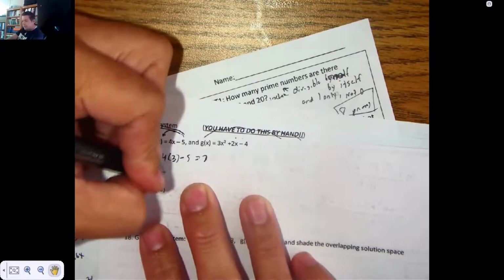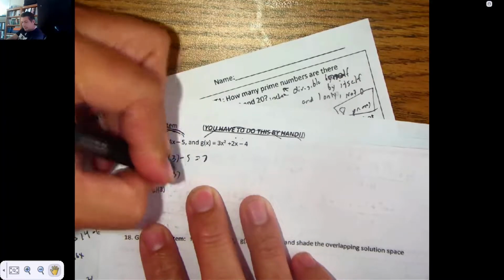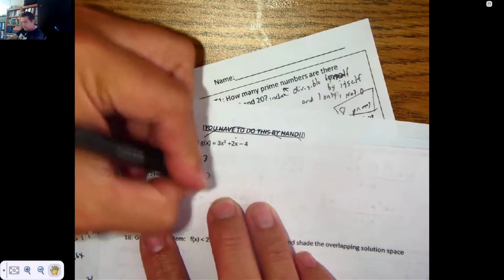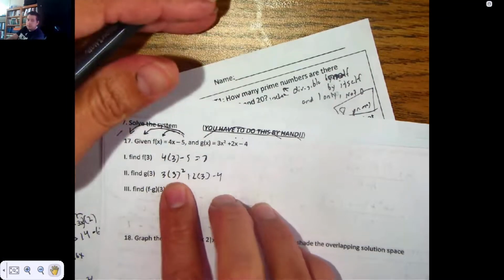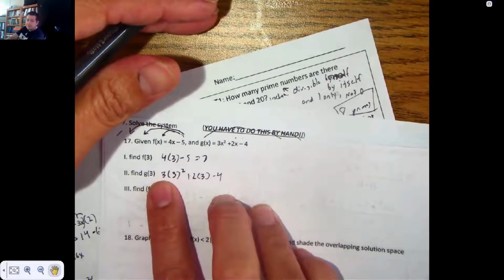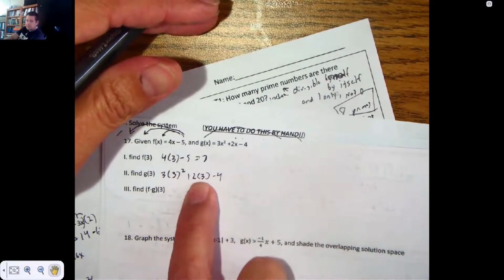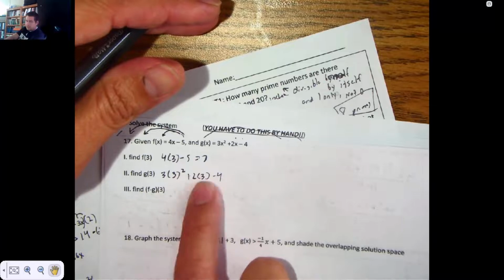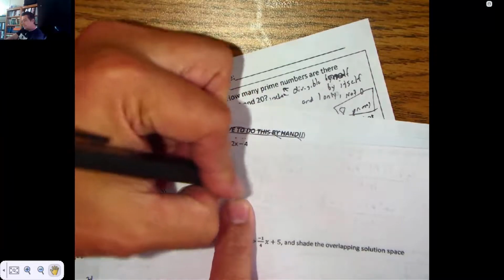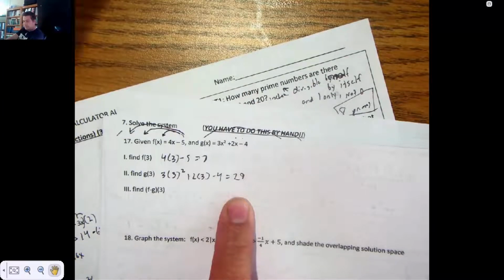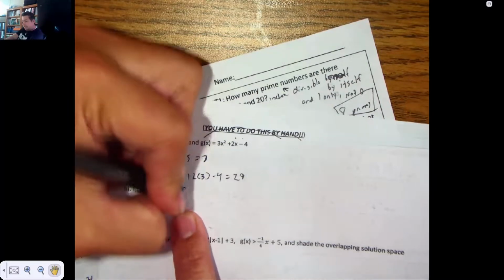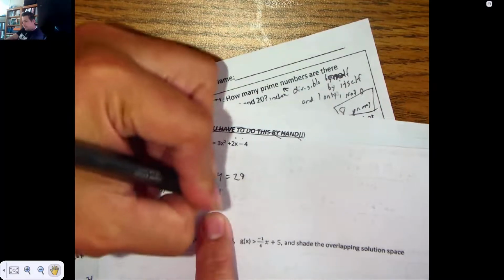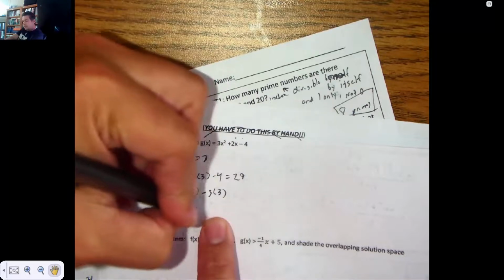G of 3 would be found by letting x be 3 in g of x. If you want to use a storage feature on this one, you're more than welcome. That's 9 times 3 is 27. I'm going to add 6, because 2 times 3 is 6. That's 33. Take away 4 is 29. All right, so find f minus g of 3, which is literally f of 3 minus g of 3. That's going to be 7 minus 29, which is negative 22.